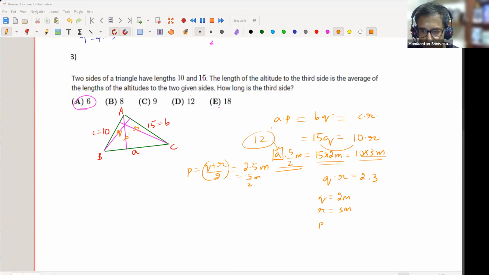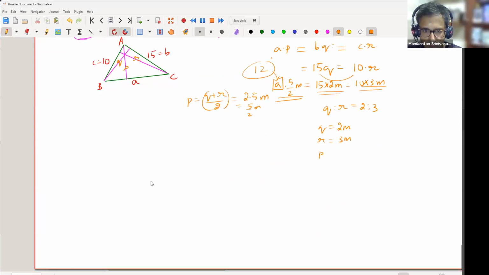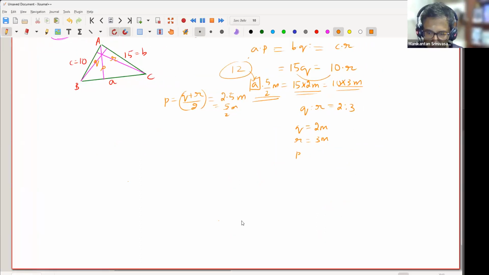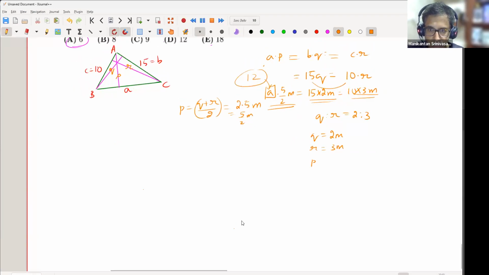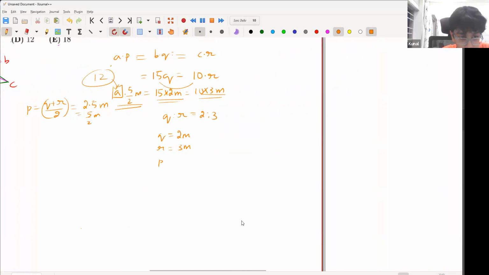Question 4. I actually misread the question before. I did not take the altitude, I took the side only. Oh, okay. Yeah, yeah. Okay. I'm not going into how it was misread, but as long as you understood the mistake, that's good enough. Yes. Okay.